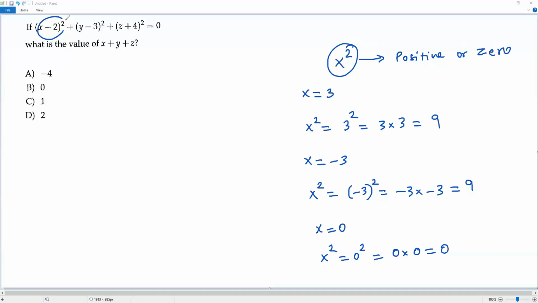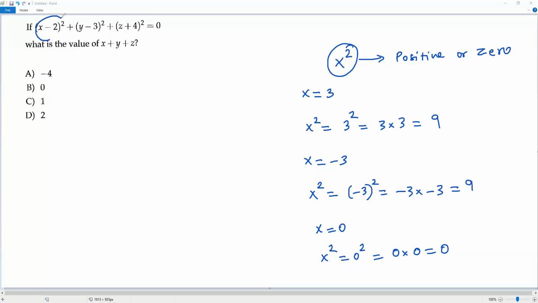Okay, now our problem. So 3 square values add up to 0. If 3 square values add up to 0, then each square value must be 0, so that the 3 square values can add up to 0. So this one has to be 0, this one has to be 0, this one has to be 0, so that when we add the 3 square values, the result also will be 0.